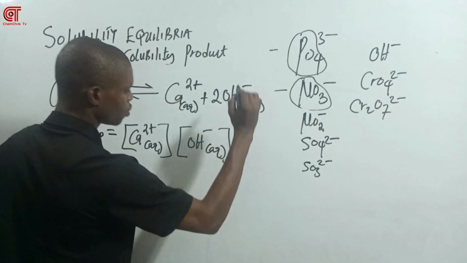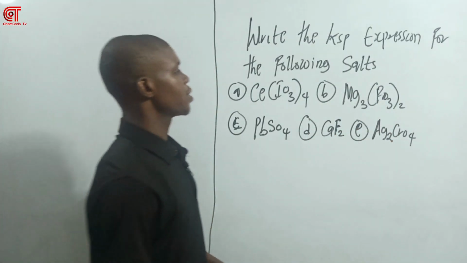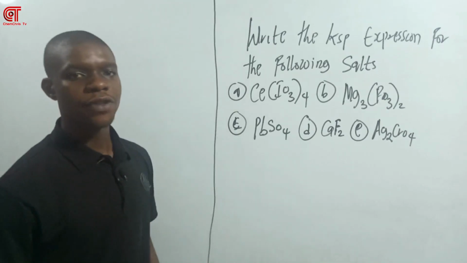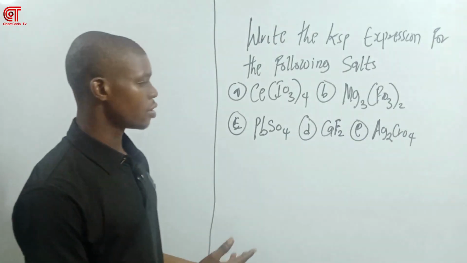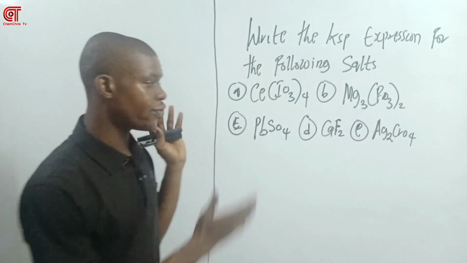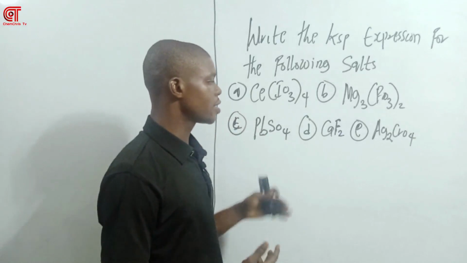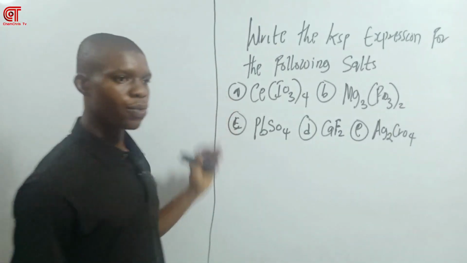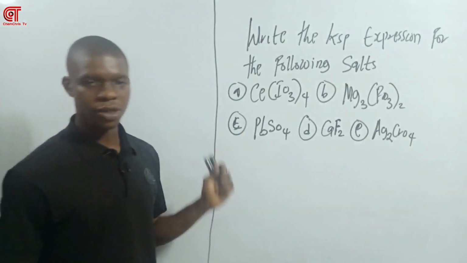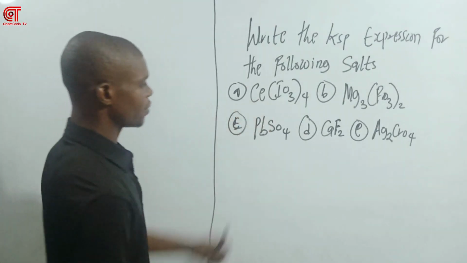So now let's look at this question here. It said write the Ksp expression for the following salts. If you think that you can do it, you can pause the video and try it. Then check your answer if it's correct. When I've done it here, so you can go ahead and pause the video and try it for yourself.